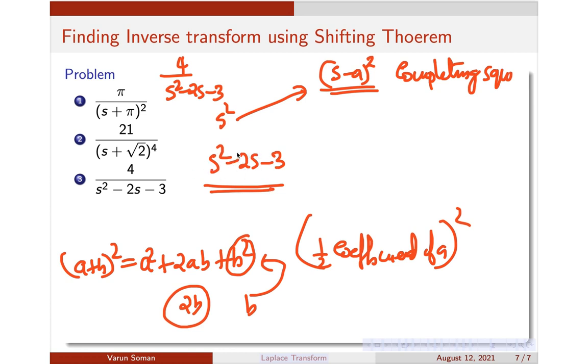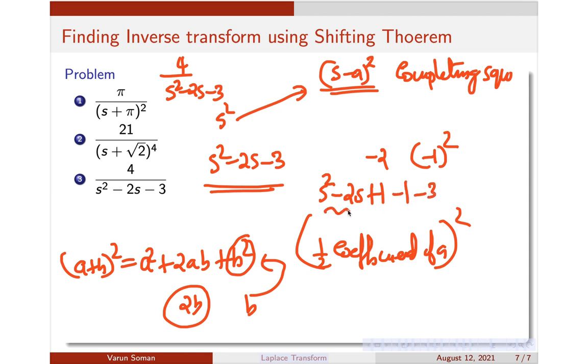So what I'll do is make this a complete square in terms of s. For that I'll take the coefficient of s, that is minus 2 in this case, take its half, which is minus 1, then square it and add it here. That means I'll get s square minus 2s plus 1. To balance that one I'll put minus 1 here also, minus 3.